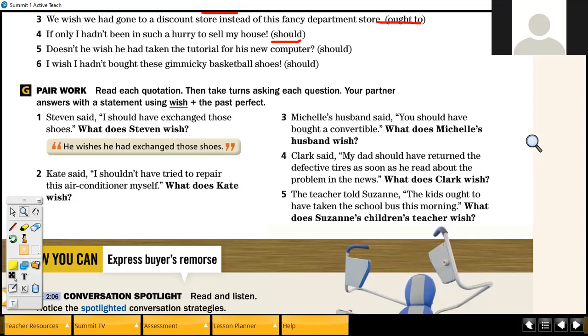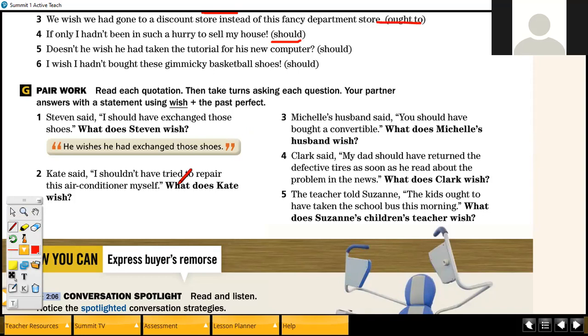No, but the verb is tried, no? Try to repair. Yes, exactly. So can you repeat again? She wishes she hadn't tried to repair that air conditioner herself. Yeah, okay. That is correct. Very good. Okay, excellent. Nice.